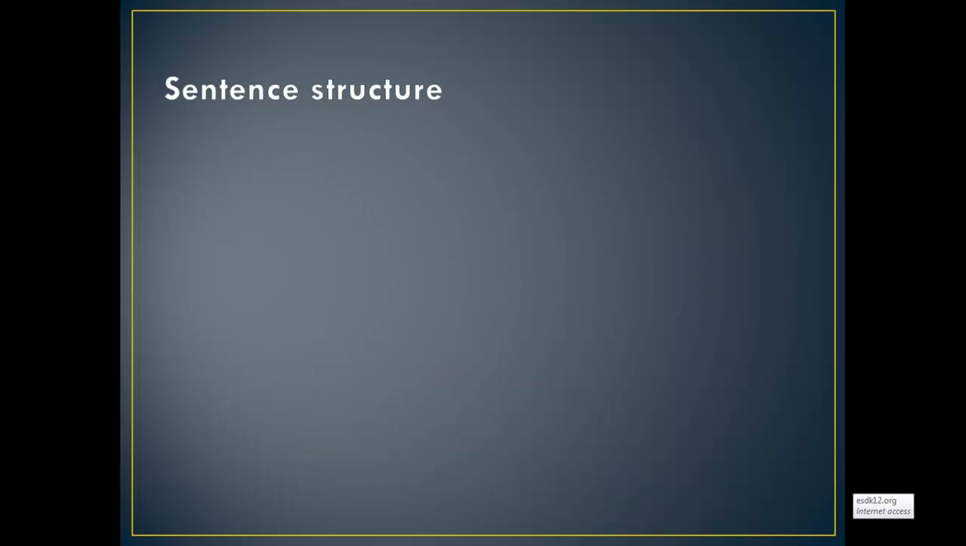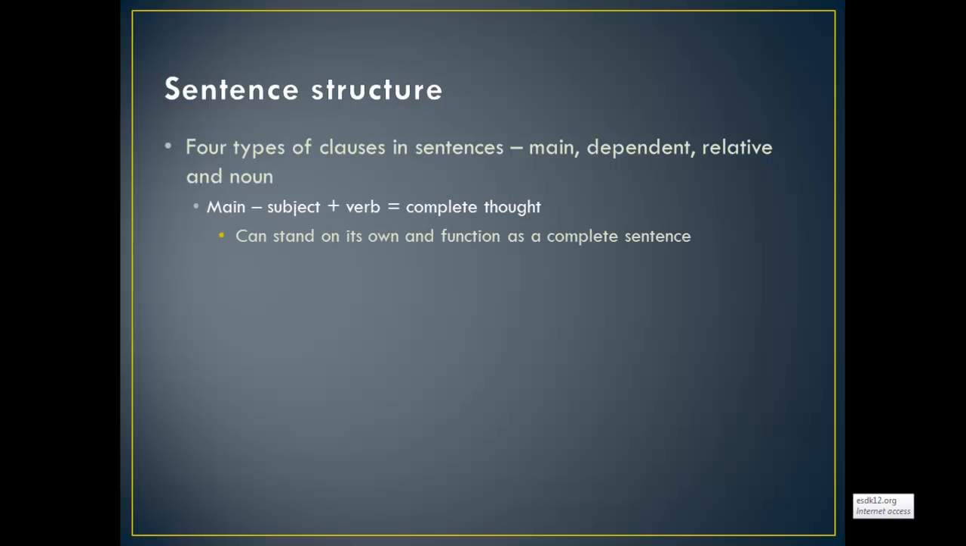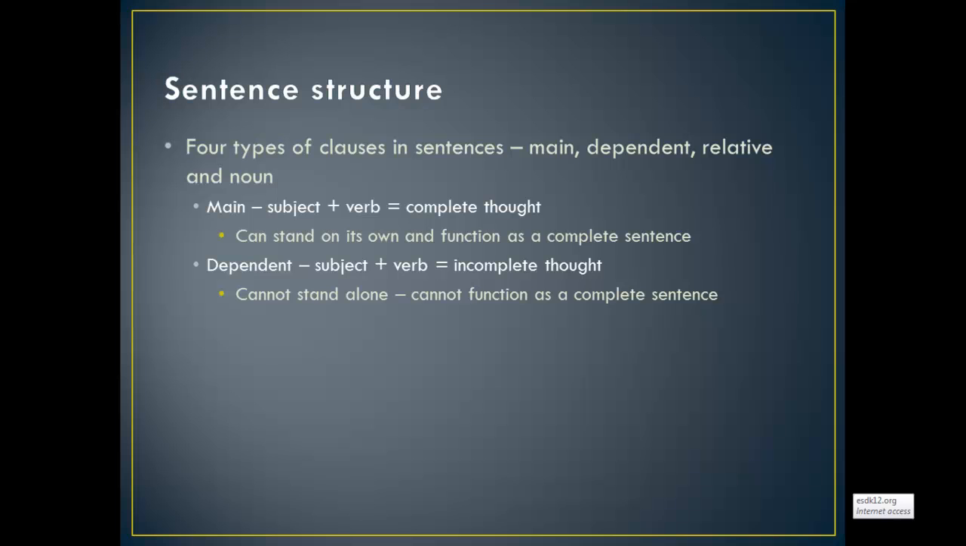When you talk about sentence structure, there are 4 main types of clauses. Sentences are made up of clauses. We've got main, dependent, relative, and noun clauses. Main clauses have a subject and a verb. They're a complete thought. They can do their own thing. They do not need anything else to stand on their own to be a sentence. Dependent clauses have a subject and a verb, and they're an incomplete thought.